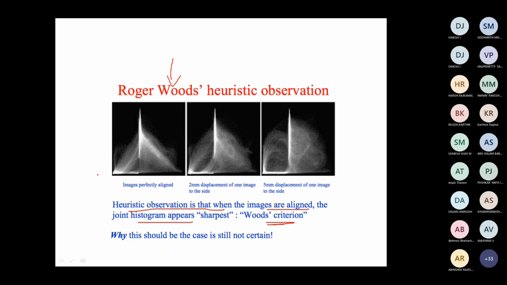Here these two images are perfectly aligned, so this histogram is very sharp. If there is a 2 millimeter displacement of one image to the side, this is the histogram. And this is the histogram for a larger displacement of the image to the side. By seeing all 3 images, we can understand that this one is aligned properly.